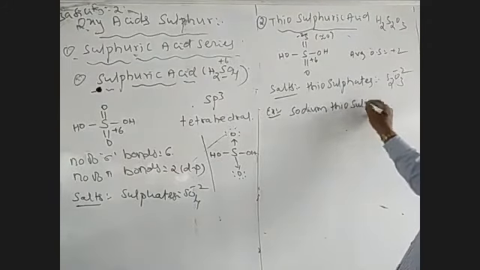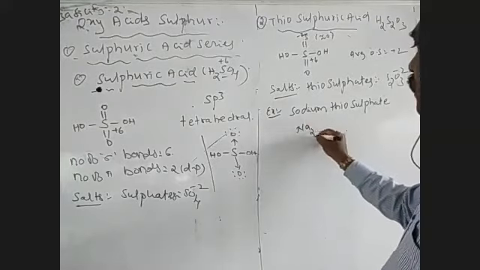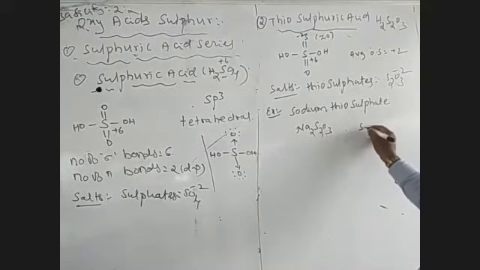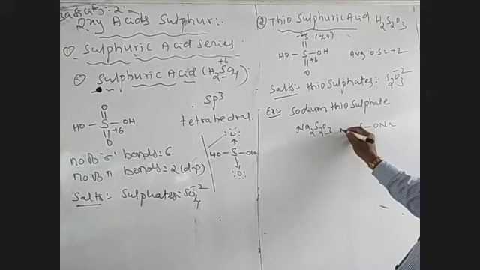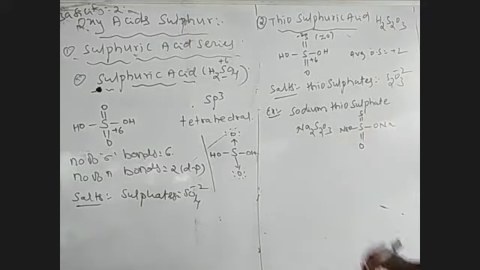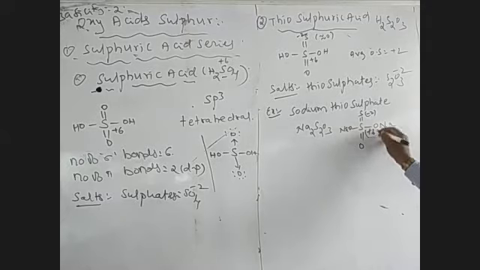Sodium thiosulfate. The molecular formula of sodium thiosulfate is Na2S2O3. Here, the structure has ONa and ONa, with a double bond to one oxygen and a double bond to sulfur. In this, one sulfur has -2 and the other sulfur has +6.